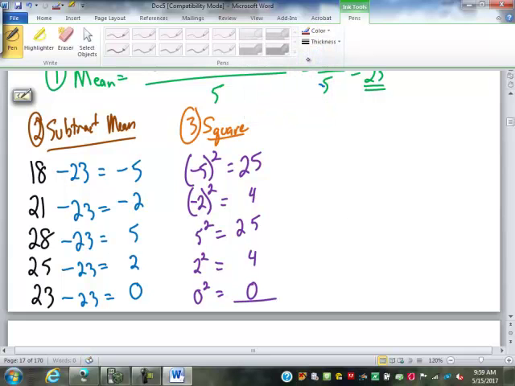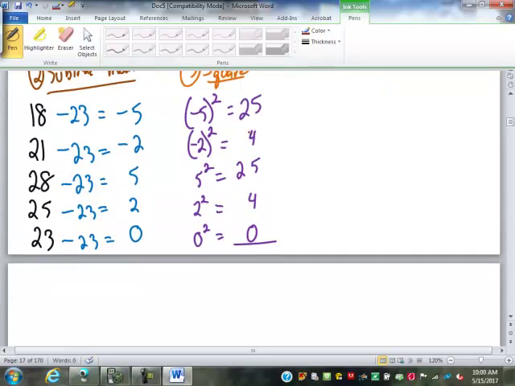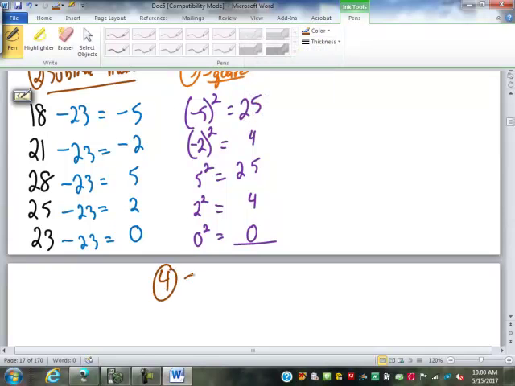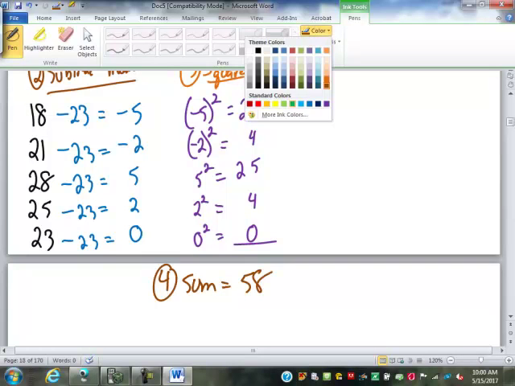So 25 plus 4 plus 25 plus 4 is 58, which is step 4. Find the sum. 58. Step 5.